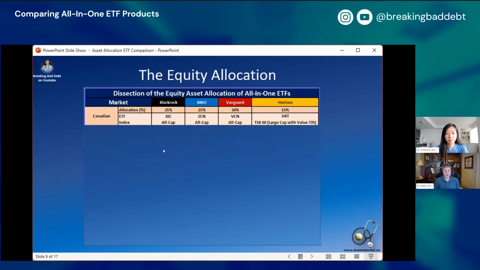Now, there's a couple other points that I would make here that are important. One is that you can see the BlackRock, Bank of Montreal, and Vanguard all hold what's called an all-cap index underneath. So that has large and small companies in it. Whereas the Horizon ETF holds the TSX 60, which is the 60 largest companies in Canada. And in Canada, that really means it has a large cap and a value tilt to that. And what do I mean by a value tilt and a large cap tilt?